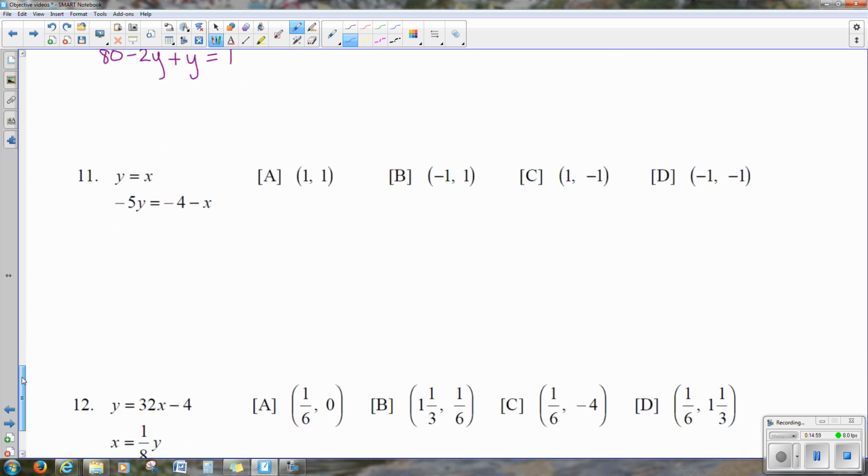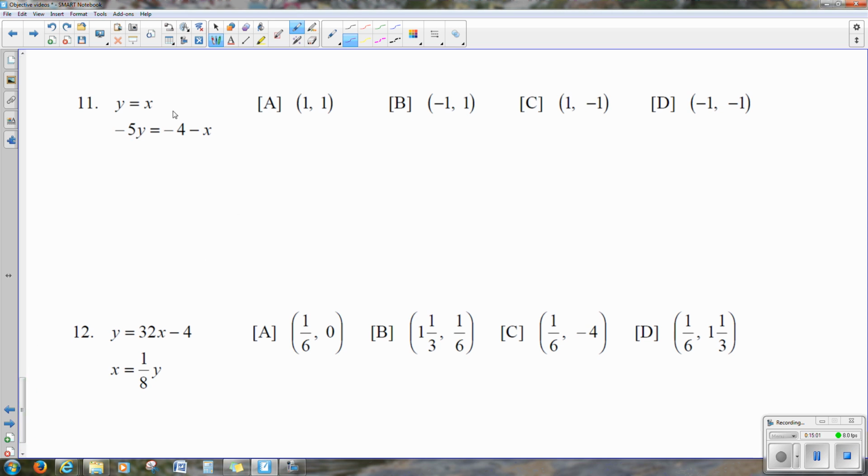Let's look at something interesting with the next example. This one says that y equals x. So they're right away telling me, hey, wherever you have a y, you can just replace it with an x. Or wherever you have an x, you can replace it with a y. So I could say, okay, -5, and since y equals x, I could just write an x instead. Remember, they're twins. Doesn't matter who shows up. Nobody's going to know the difference.